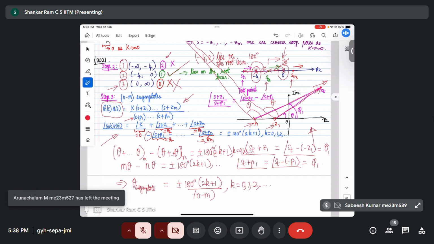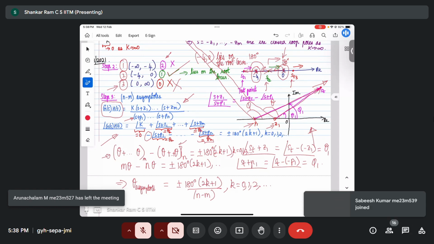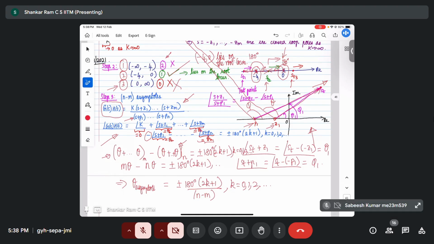So for the zeros, we will have m times theta. For the poles, we will have n times theta. Okay, but then we need to subtract them, right? Because the factors involving the zeros are in the numerator. The factors involving the poles are in the denominator, right? So that's why we end up subtracting them. And then the angle made by this asymptote, right, the formula comes out to be plus or minus 180 degrees times 2k plus 1 divided by n minus m. Okay, so that's how we get to this particular expression.